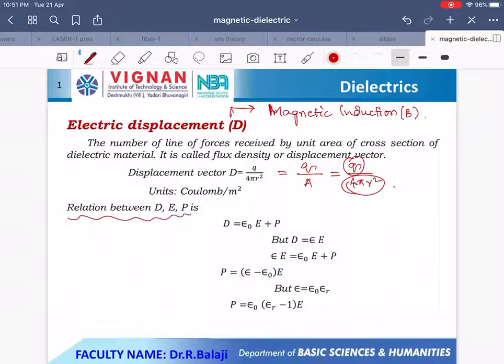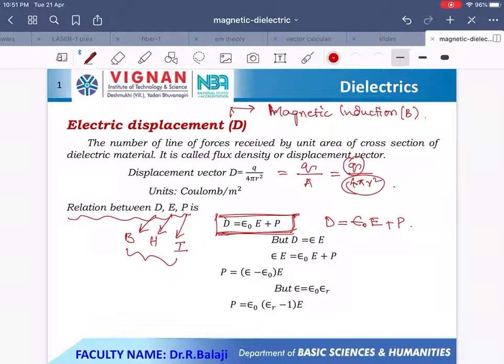Now what is the relation between D, E, and P? In the previous case we had B, H, and I. B is magnetic induction, H is magnetic field intensity, and I is intensity of magnetization. In magnetic materials we studied the relation between B, H, and I. Similarly here you have the relation between D, E, and P. There is no derivation for this; it is a very lengthy derivation, but it is not in our syllabus. So the relation is D is equal to epsilon naught E plus P. This is in SI system.